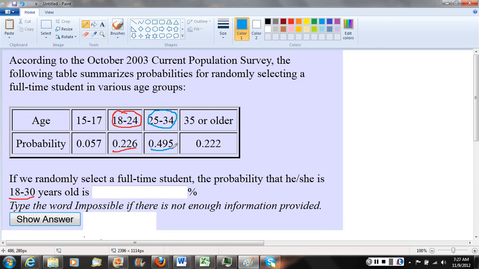But here's the problem that we're encountering. We don't know, of those 49.5% of students in this category, how many of them were under 30 and how many of them were over 30. It could have been that all of them were 33, in which case the number of students between 18 and 30 would just be this. But it could be that all of these 25 to 34-year-olds, everybody who checked that box, was actually 25, in which case the 18 to 30-year-olds would be this number plus all of this.